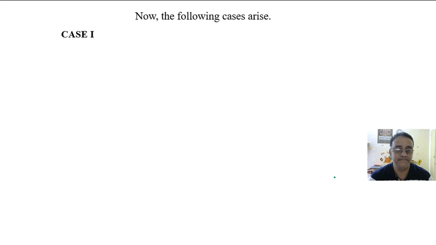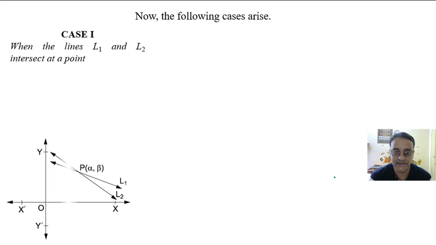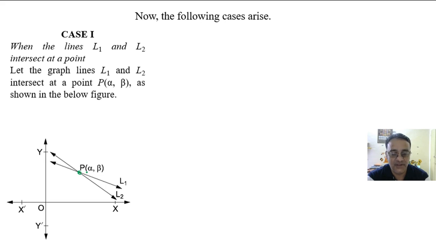Case number one, या तो वो दोनों लाइन intersect होगा, when the lines L1 and L2 intersect at a point. So suppose the two lines L1 and L2 are intersecting at point P. This is a point, intersecting point, okay, alpha beta. So in this case the solution is x is equal to alpha and y is equal to beta.